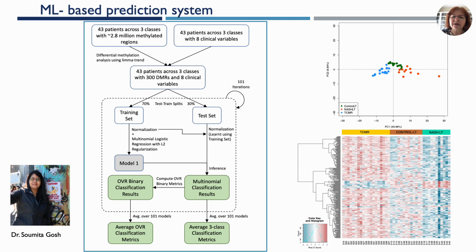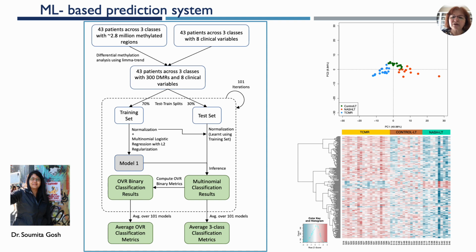We then developed a machine learning approach with main contribution by Dr. Sumita Ghosh. With 43 patient samples using methylation data and clinical variables, we generated 101 stratified randomized 70-30 train-test splits. The principal component analysis plot and the heat map with the top 300 differentially methylated regions used for the modeling showed fair separation by disease with 49.98% of the variance alone explained by the first principal component.